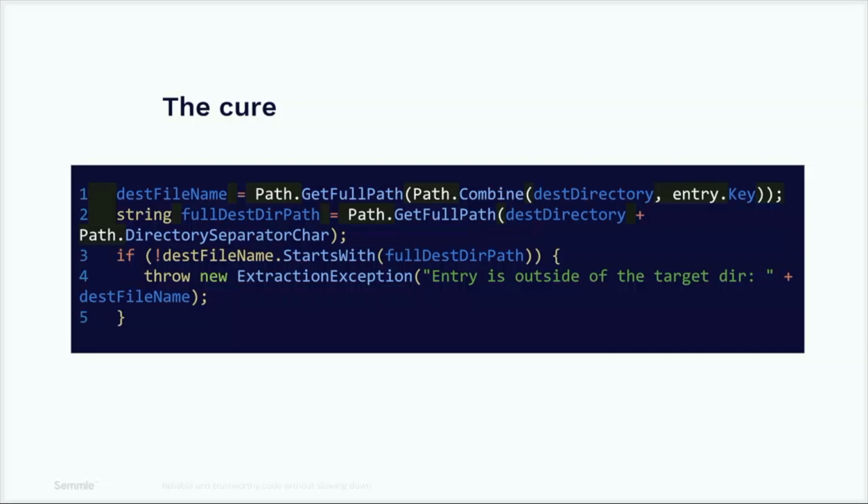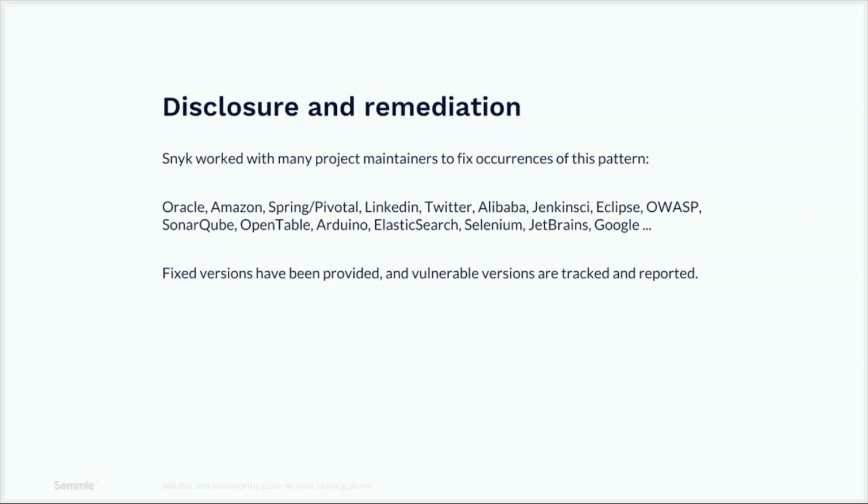Fairly easy fix. So Snyk worked with many project maintainers to fix these occurrences of the pattern because it was spread amongst many code bases. They did very good work, and fixed versions of all these libraries have been provided by the maintainers. And of course, vulnerable versions were tracked and reported in software like Snyk.